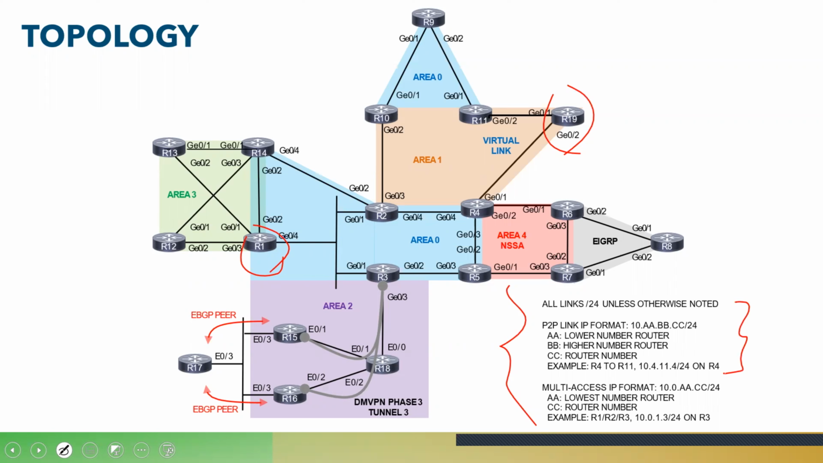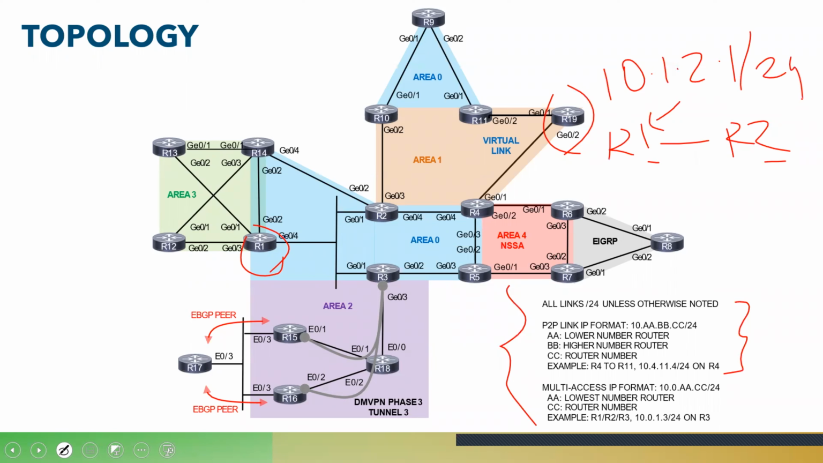Suppose it is R1 and R2, and the address in between, how I have used it: 10 dot the lowest router number, then the highest router number, and then the last octet will be that router's own number. So if you are in router number 1, it is 10.1.2.1/24 for this interface. The other interface will become 10.1.2.2, like that.